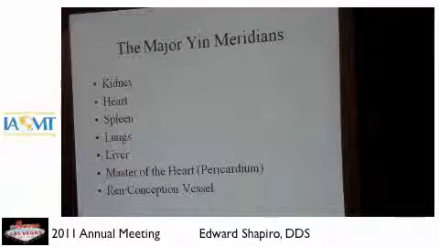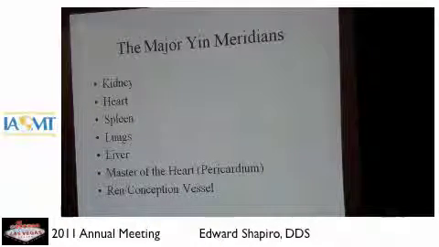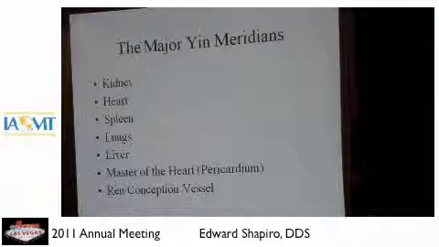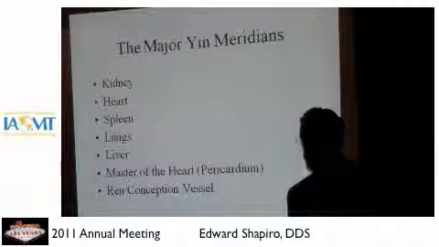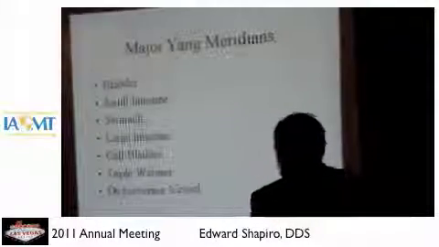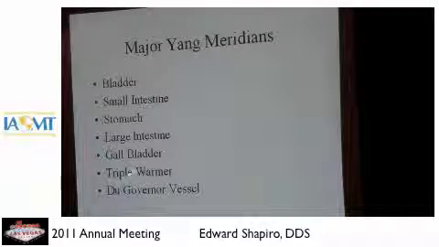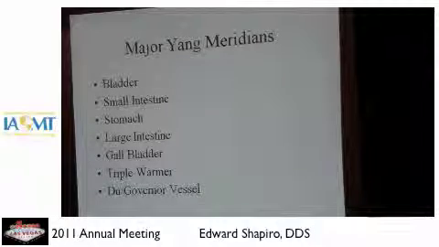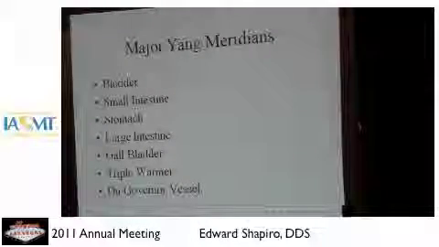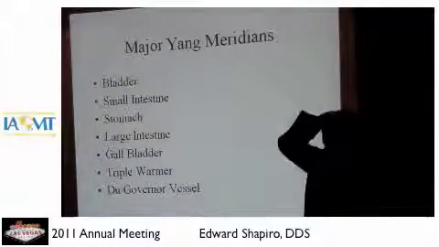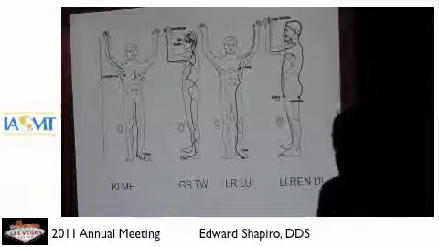Then I break them down into the major yin meridians: kidney, heart, spleen, lungs, liver. Master of the heart, or pericardium, a way to think of it is the sympathetic nervous system. And then the Ren, conceptual, is right down the middle. I talked about essence a while ago, that's where essence comes into play. The major yang meridians are bladder, small intestine, stomach, gallbladder. Triple warmer is the pair to the pericardium, or the parasympathetic side of the nervous system. It relates almost directly to that. And then you have the governor vessel, or Du, which runs right down the middle of your backbone. This is just another representation of where these run along the body.